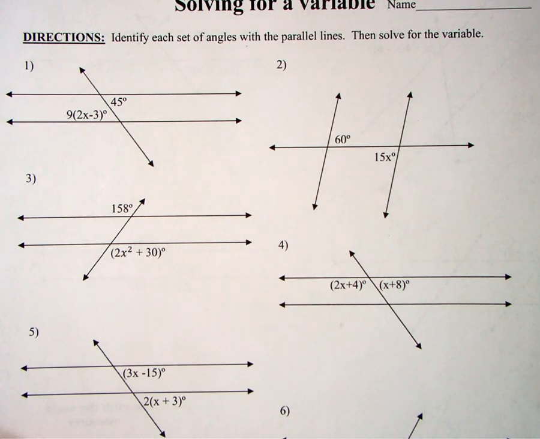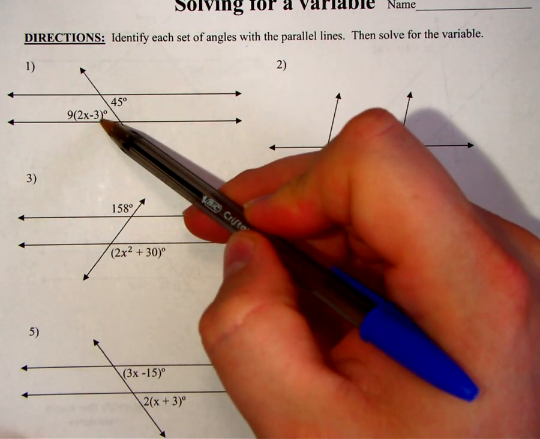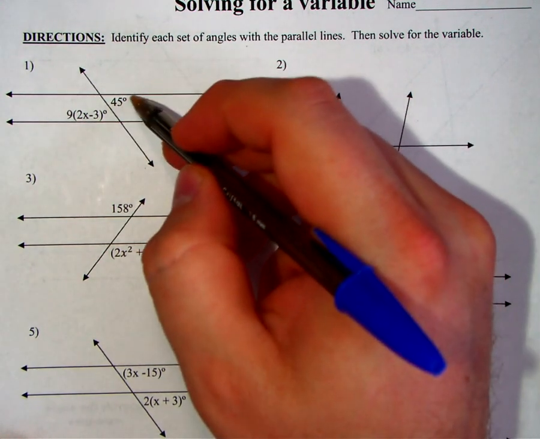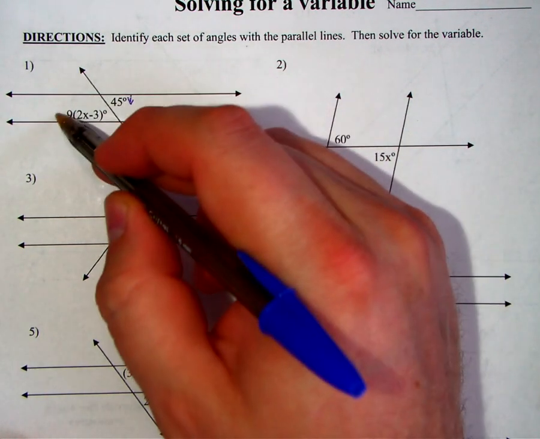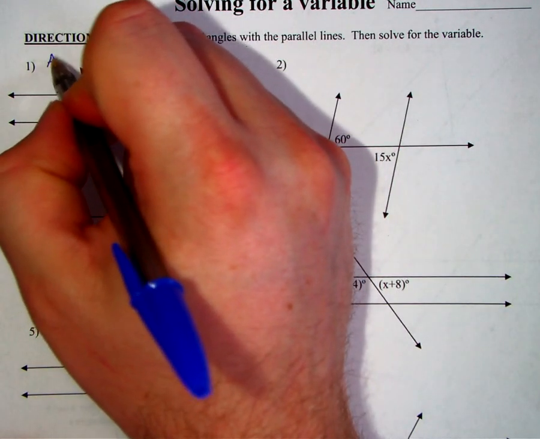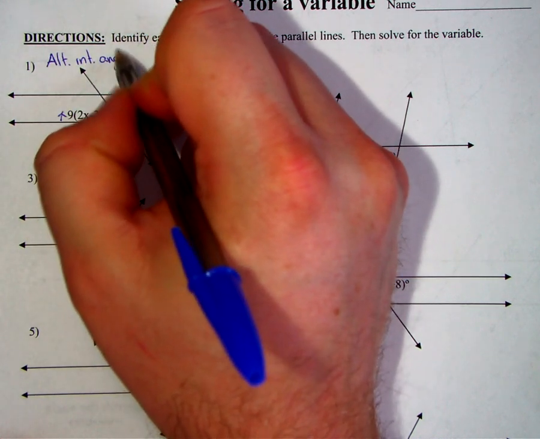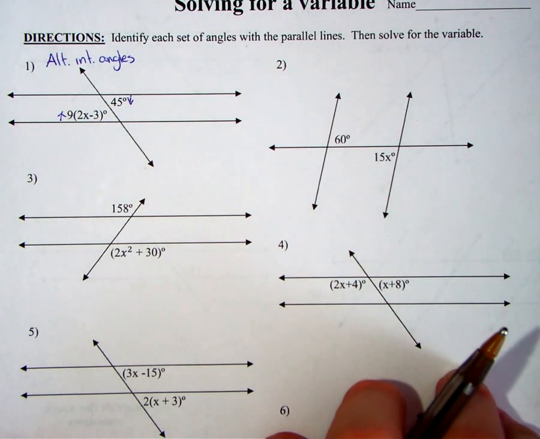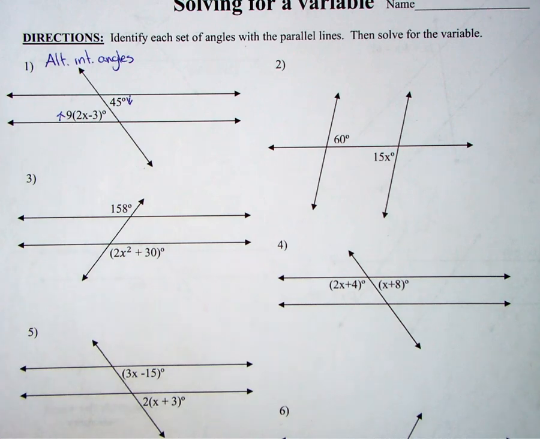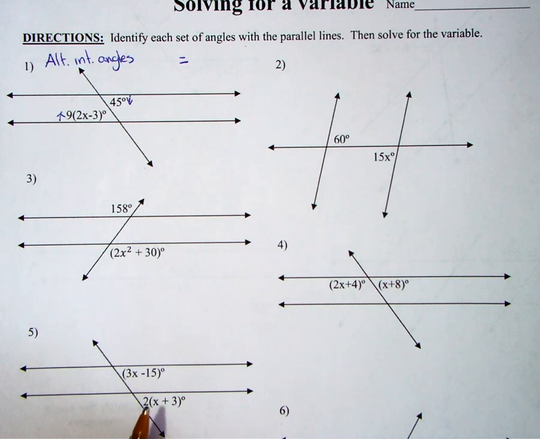So we want to know what relationship these two angles share. I recognize that these two angles are on alternate sides of the transversal, and they are both inside the parallel lines. So I would identify this as alternate interior angles. That's beneficial to us when solving for a variable because we know that alternate interior angles are congruent. Congruent meaning that they are equal.